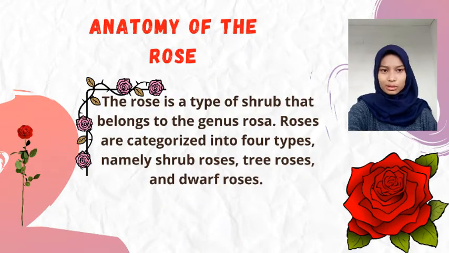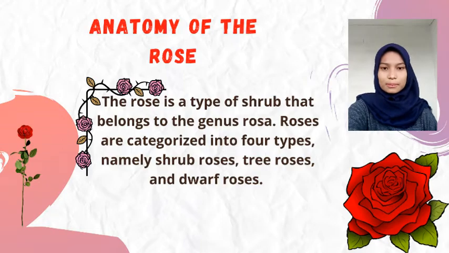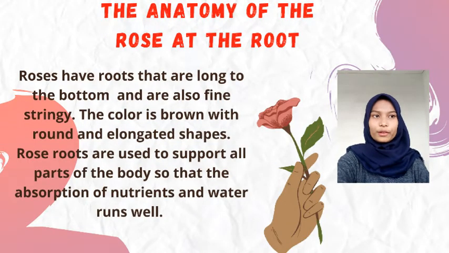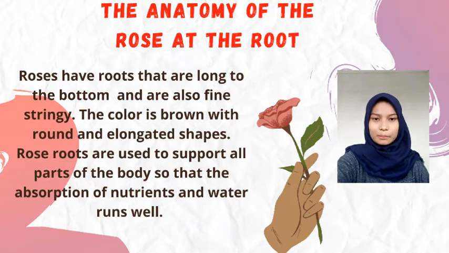Anatomy of the rose. The rose is a type of shrub that belongs to the genus Rosa. Roses are categorized into 4 types, namely scrub roses, tree roses, and dwarf roses. The anatomy of the rose at the root. Roses have roots that are long to the bottom and are also fine. The color is brown with round and elongated shape.